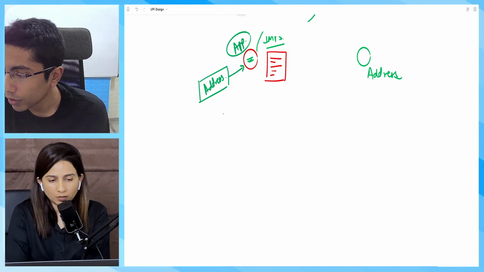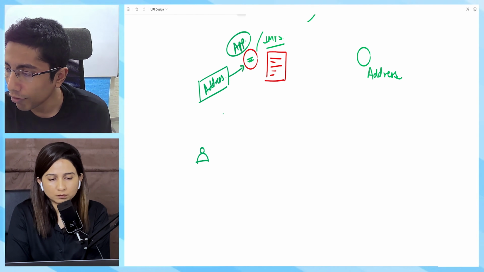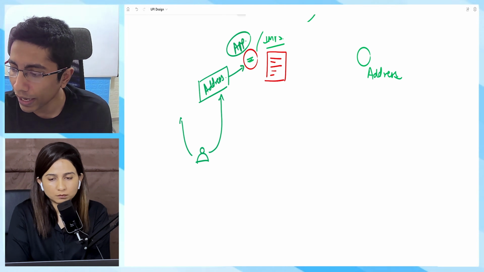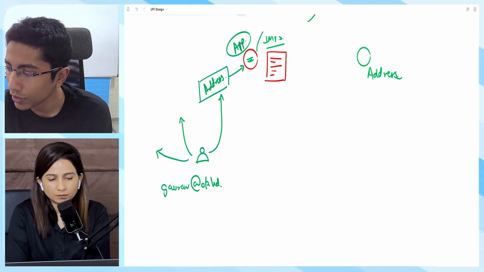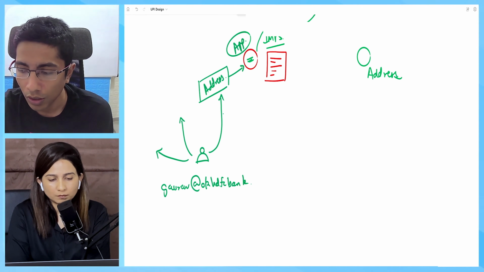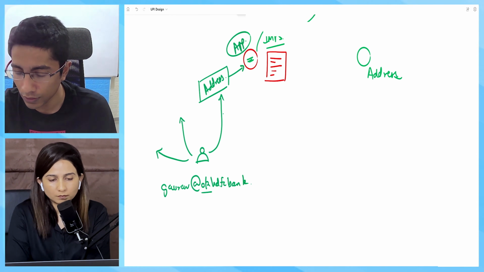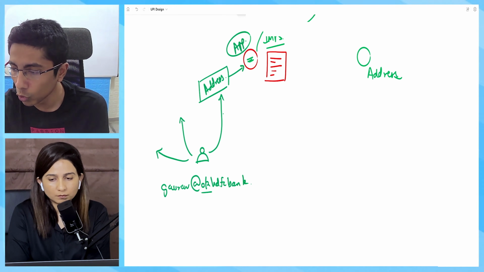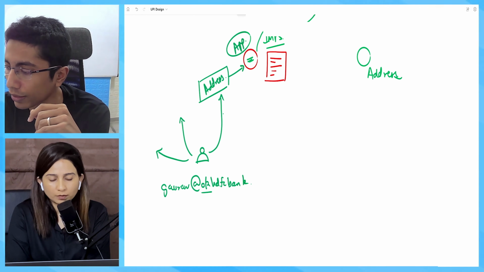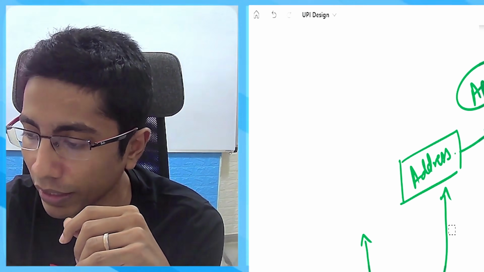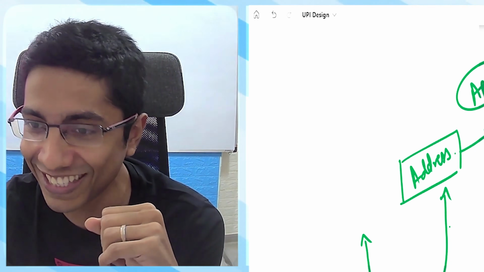So one user can have multiple UPI addresses. So it can be Gaurav at OK HDFC Bank. The reason it is OK is because Google can create a UPI address for you. Similarly, I can make it HDFC Bank, by the way, this is not my UPI address. Please do not transfer to this.